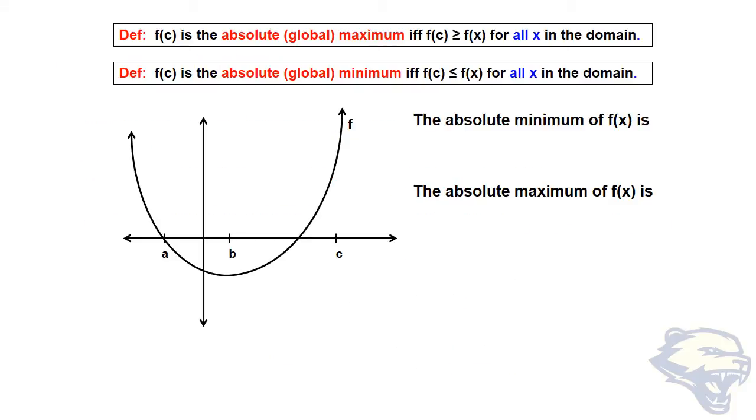So the formal definition, we looked at this a moment ago, is it's the absolute global max if it's the greatest y value of the whole domain. It's the absolute min if it's the least y value for the whole domain. So on this graph, the absolute minimum would be at f of b, that lowest point down there at the bottom of the graph. But because both ends of this graph are increasing without bound, there is no maximum on this graph. It increases forever.